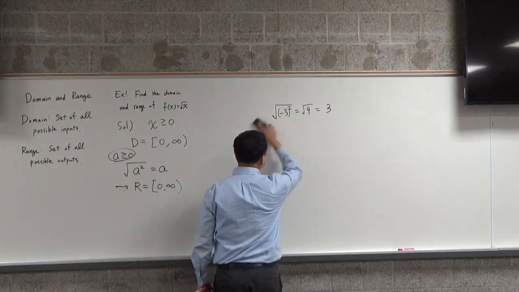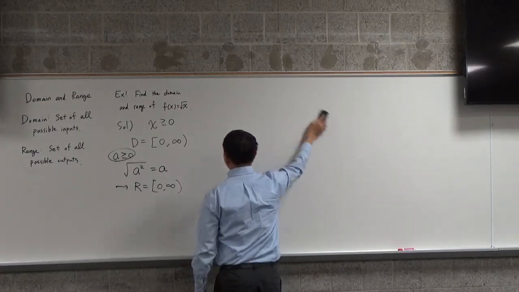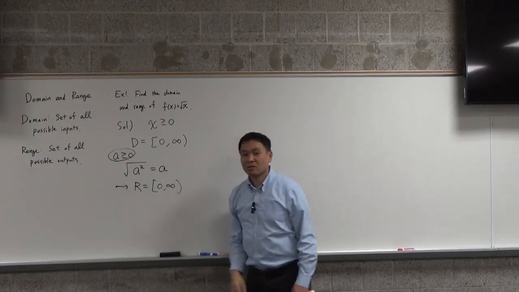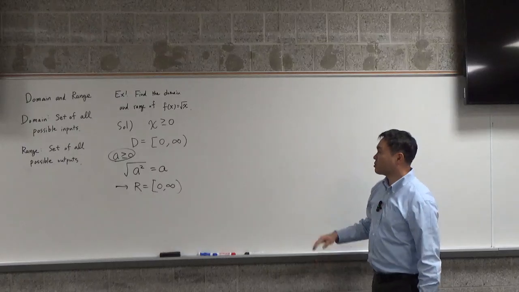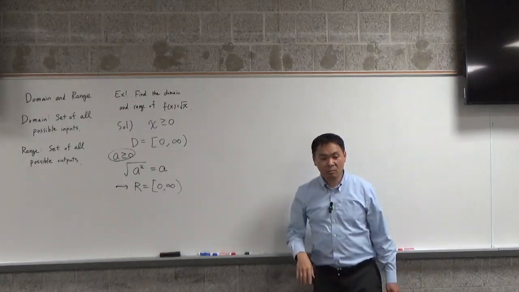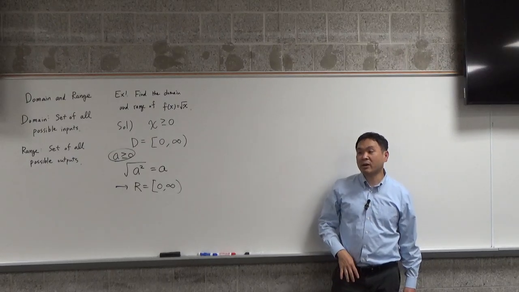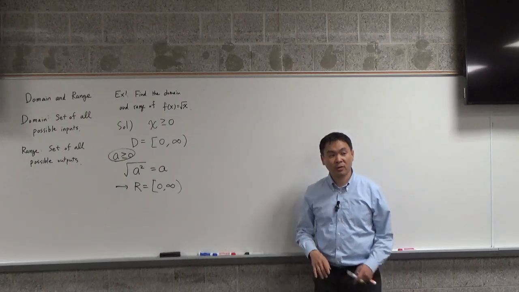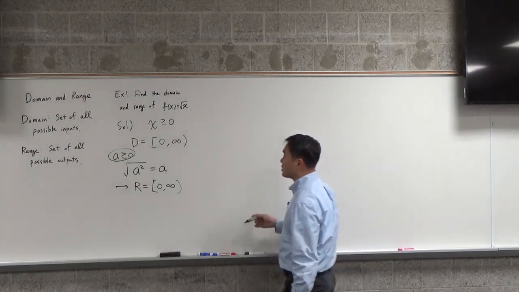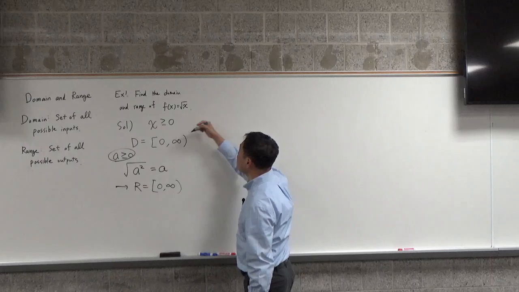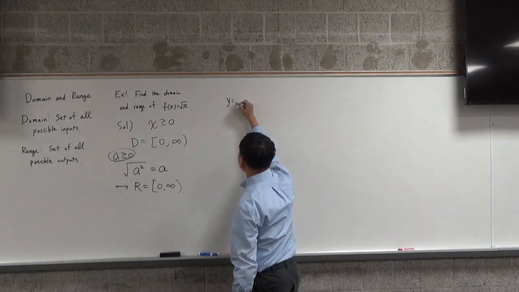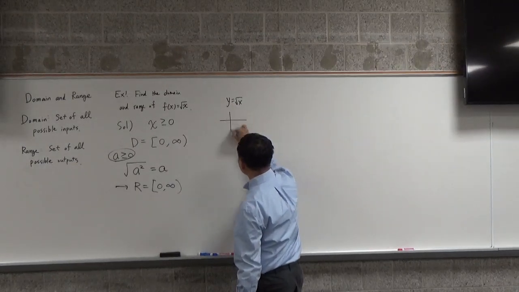Now, however, this kind of argument for finding range is quite confusing. So in most of the cases in this class, we'll be using the graph of the function to determine its range. Okay? And let me explain what I mean by that. A moment ago, we drew the graph of y equals the square root of x. Let me quickly do it here again.